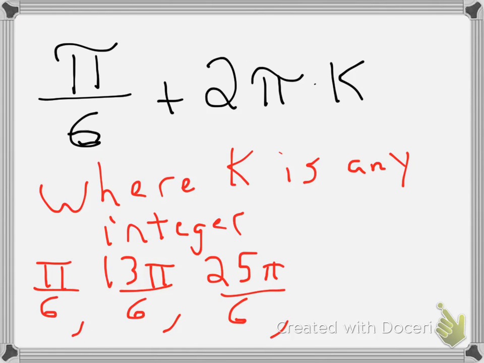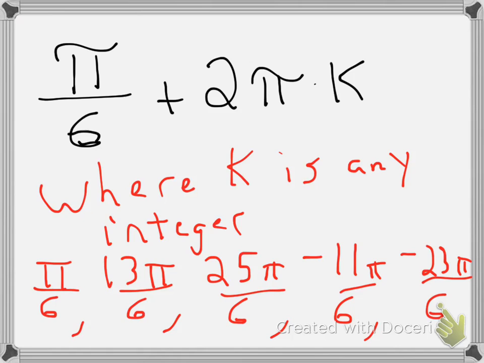K could also be negative. It could be negative 1. Pi over 6 minus 2 pi would be the negative 11 pi over 6 that I had before. If I made k negative 2, that'd be pi over 6 plus negative 2 pi, or minus 2 pi, minus 4 pi, which would be negative 23 pi over 6.